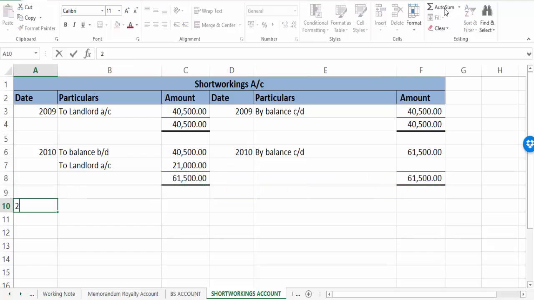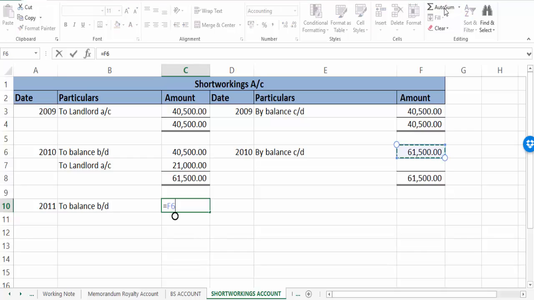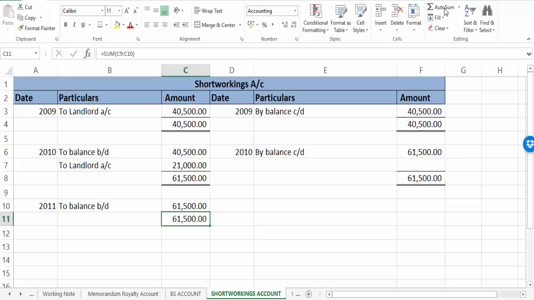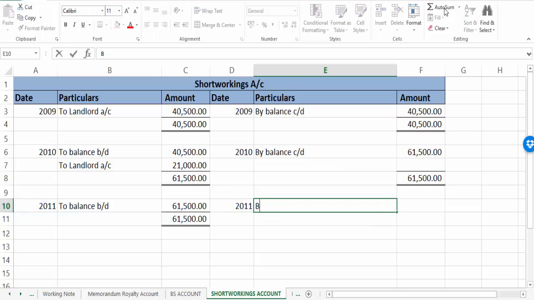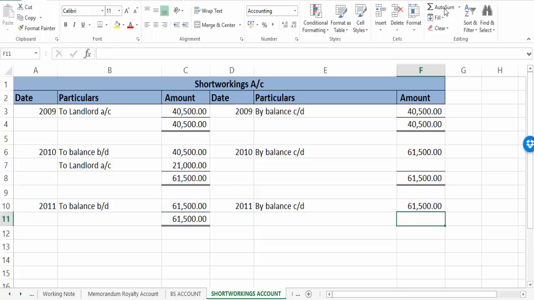Then 2011, it's to balance brought down, which is 61,500, and I think there is no adjustment in that year. So we'll say by balance carry down, 61,500.